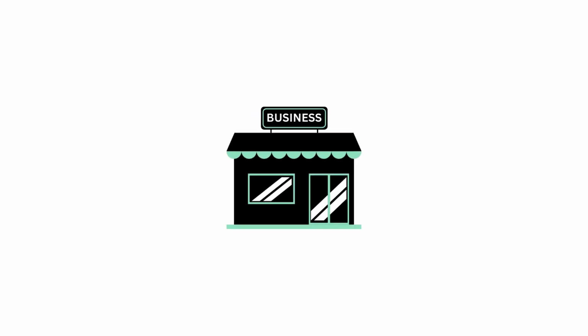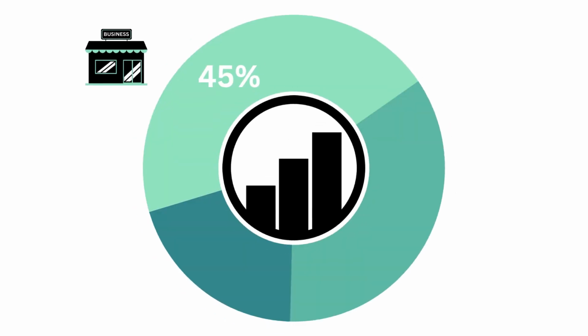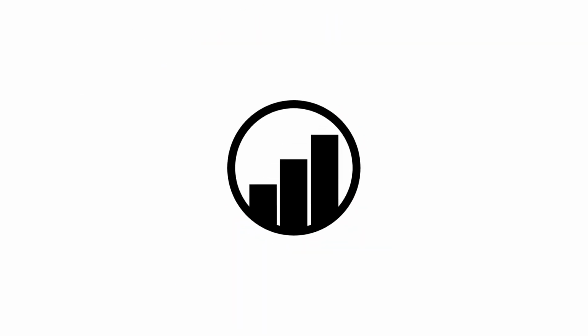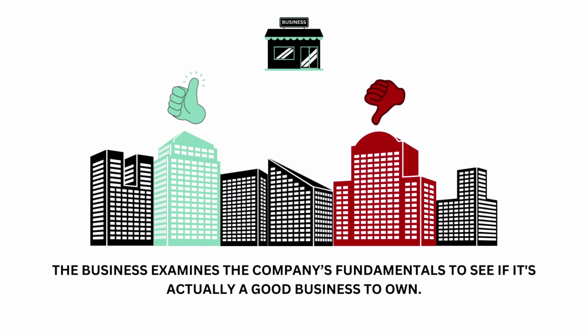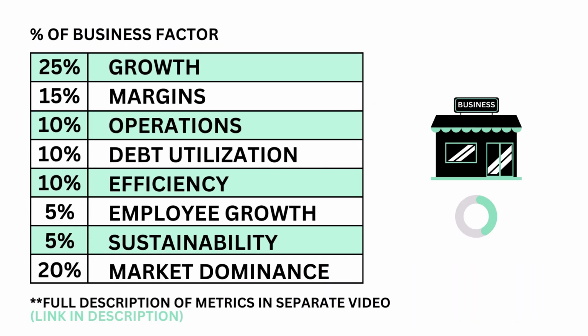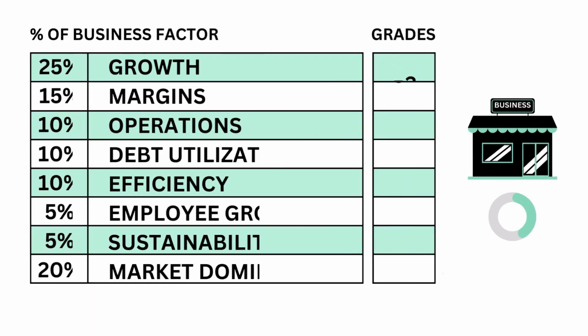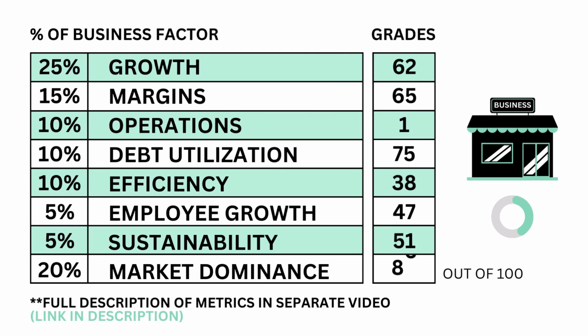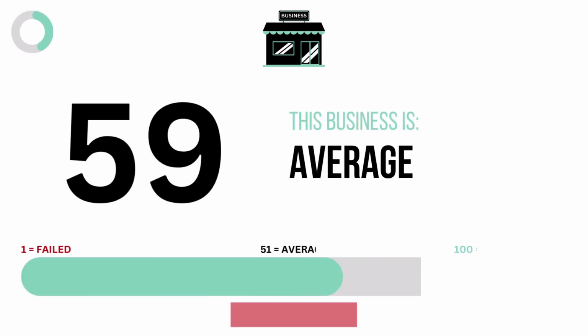First, let's look at the business. The business factor accounts for 45% of the analysis. The business examines a company's fundamentals to see if it's actually a good business to own. The business factor is made up of these 8 metrics, each weighted based on importance. Here are the 8 metric grades. And when we put them together, we get the company's business grade.